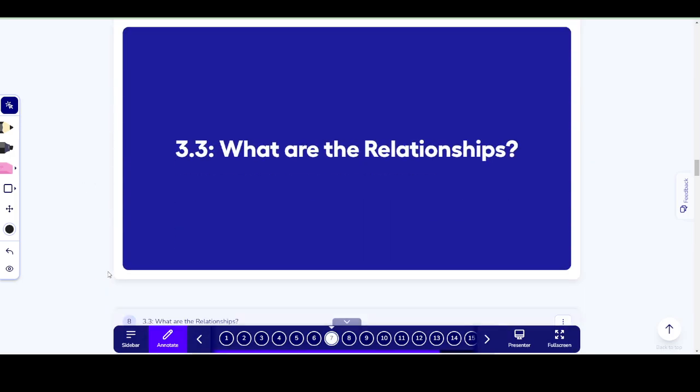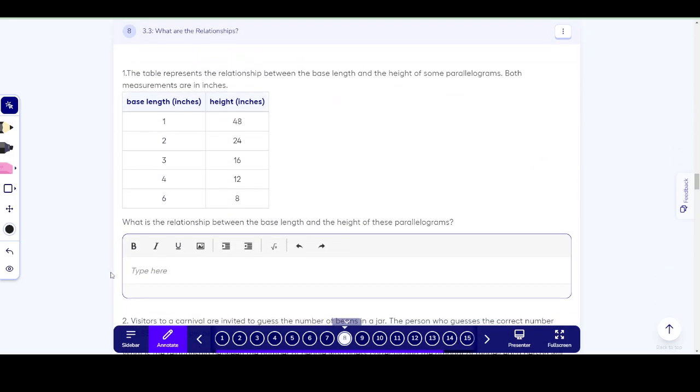Let's move on. What are the relationships? We're going to talk about relationships here, and then write an equation based off of it. What is the relationship between the base length and the height of these parallelograms? Both measures in inches. We have 1 becomes 48, 2 becomes 24, 3 becomes 16, 4 becomes 12, 6 becomes 8. So it looks like something's happening here. We have to do some operations, and I wonder what those operations are going to be.